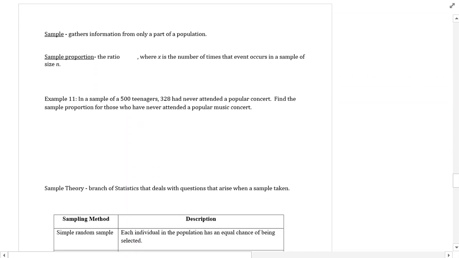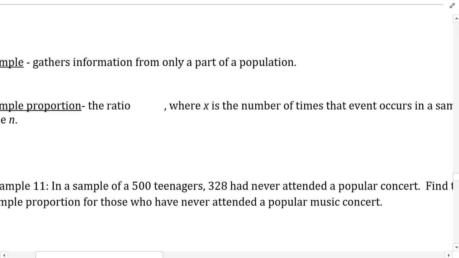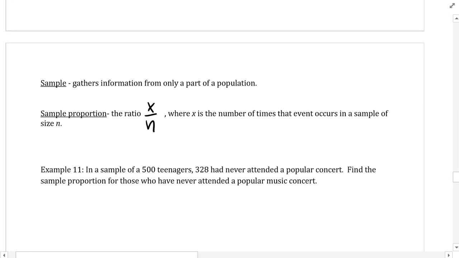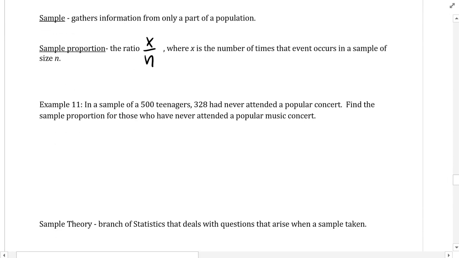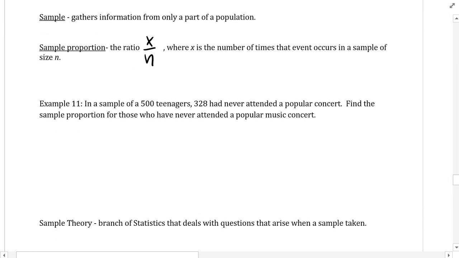All right. Did you do example 8? Are you sure? Okay. A sample gathers information from only a part of the population. The sample proportion is x over n, where x is the number of times the event occurs in a sample space of n. So in a sample of 500 teenagers, 328 had never attended a popular concert. Find the sample proportion for those who'd never attended a popular concert.